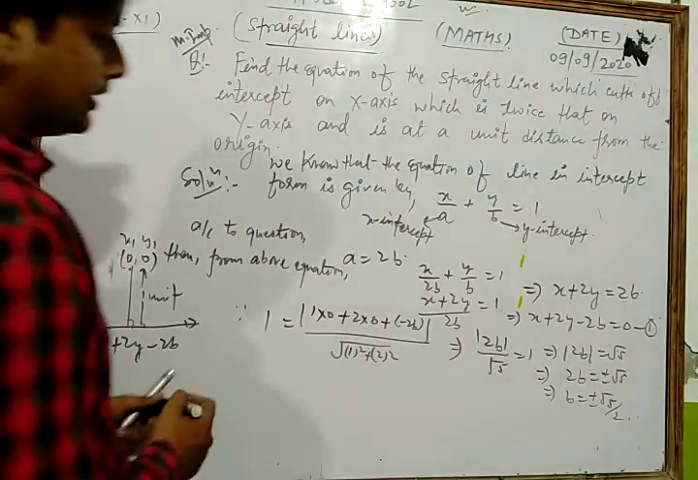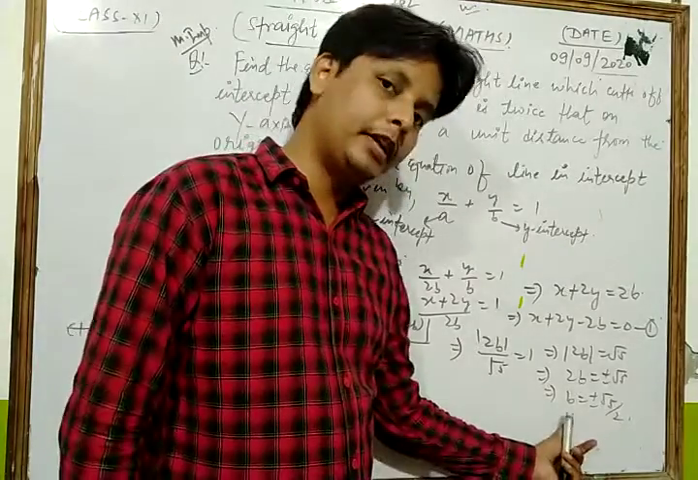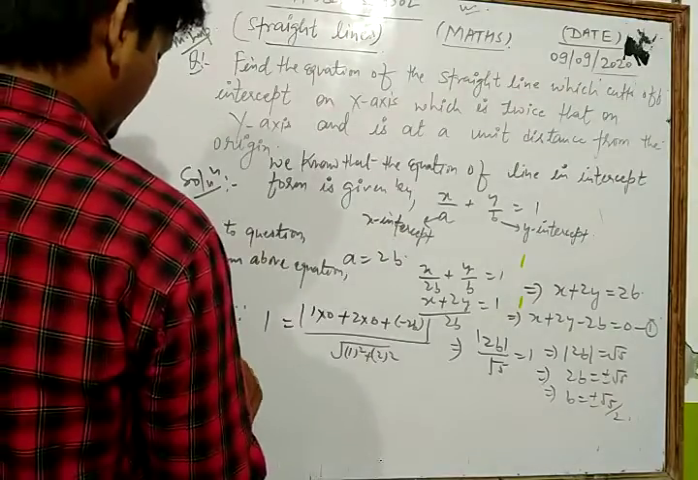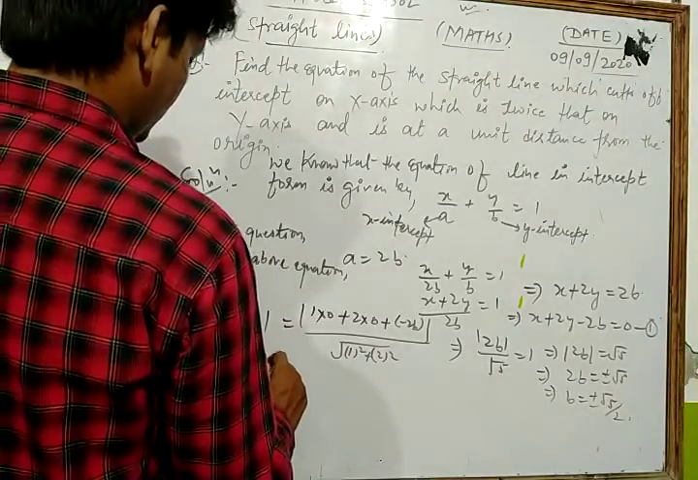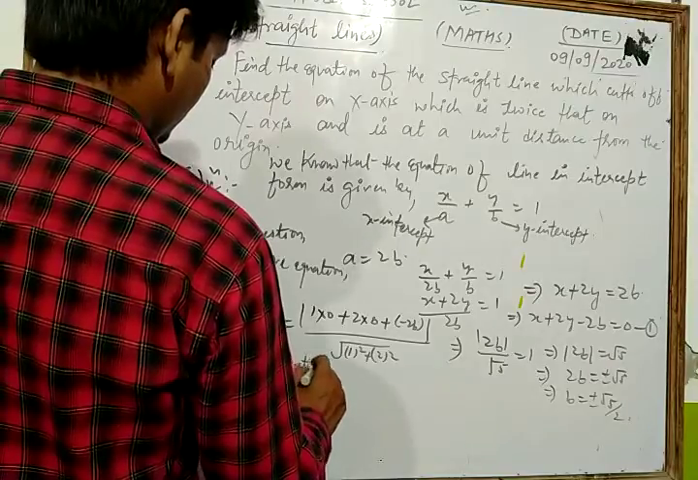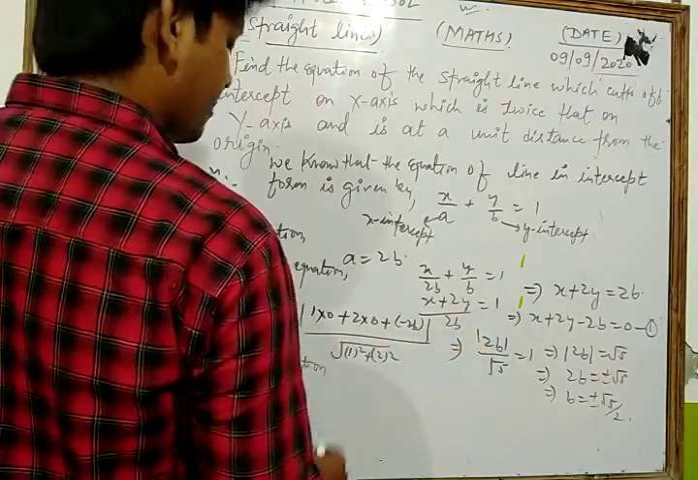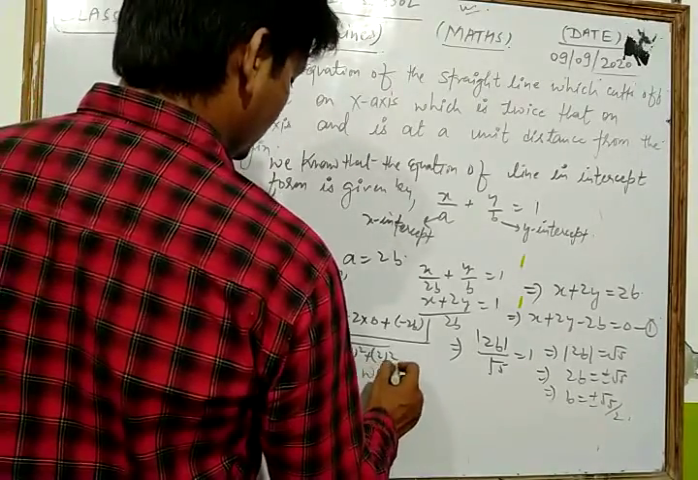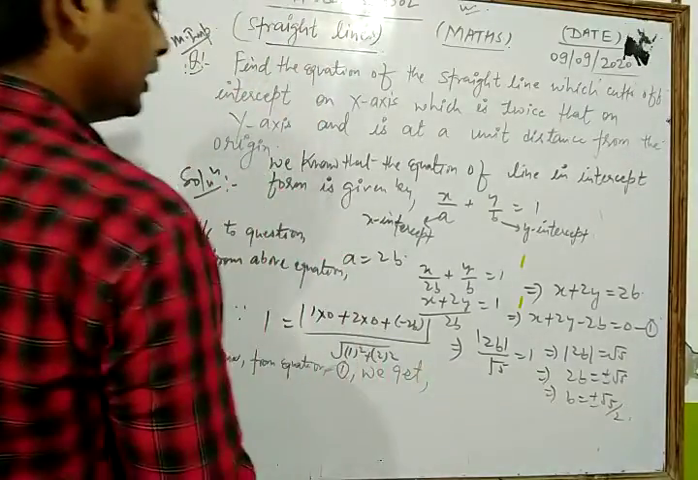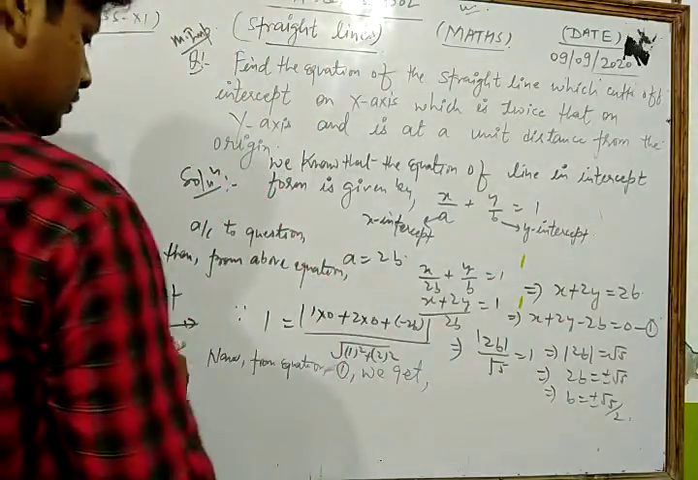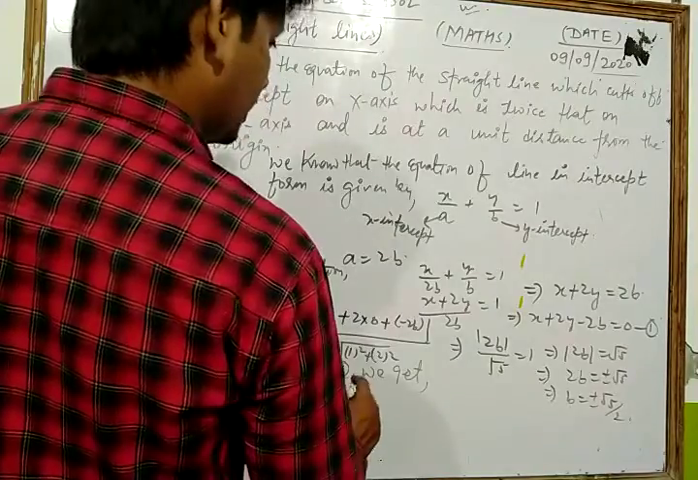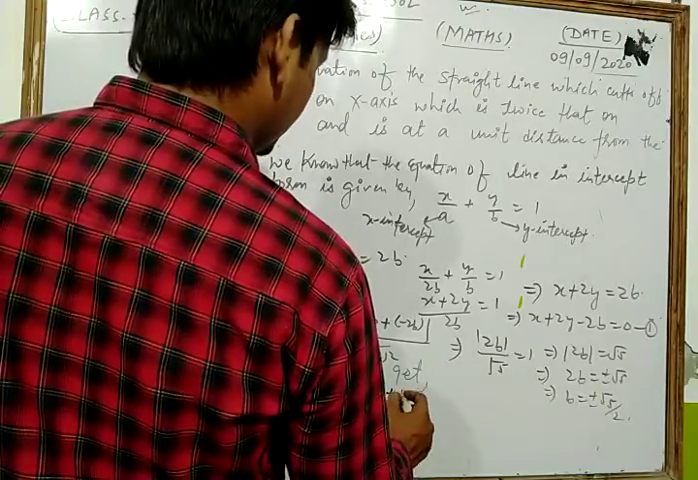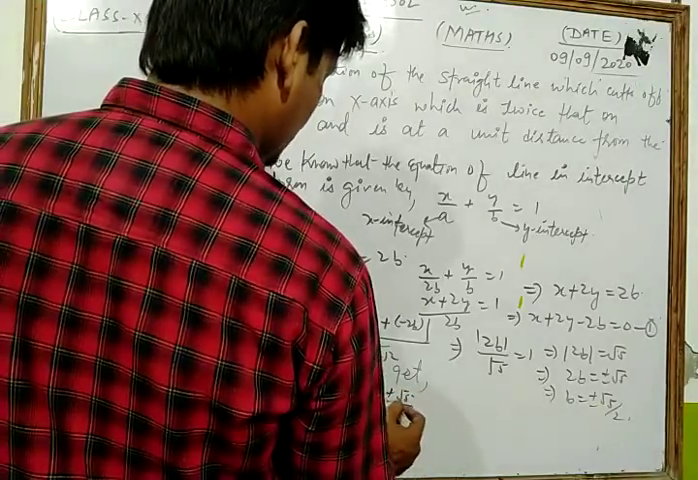Now what do I do? Now let's see. Dear student, we put the value of b in equation 1. From equation 1 we get, let's see, we put the value of b in that equation, so we get x plus 2y minus 2 into plus minus root 5 upon 2 is equal to 0.